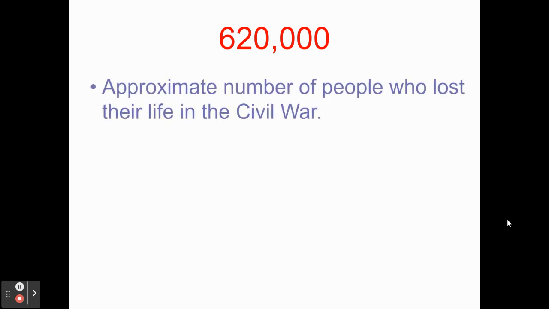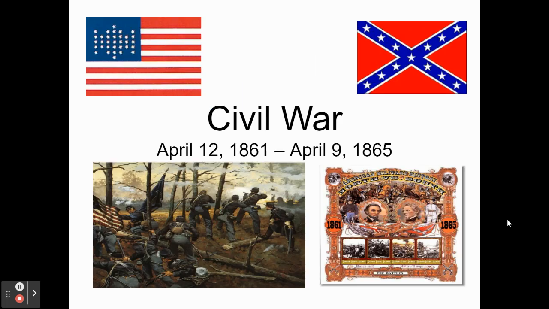All right, 620,000 is the approximate number of people who lost their life in the Civil War. The Civil War started on April 12th of 1861. We're talking a long time ago, and still 620,000 people lost their lives. The Civil War did end on April 9th, 1865. In other words, the war was almost 4 years to the date.